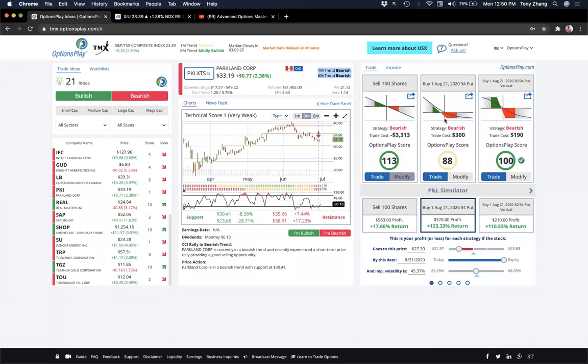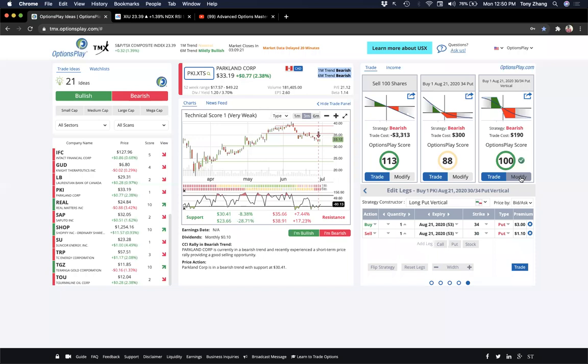And I would prefer looking at buying puts or put spreads, both of which actually are not that expensive, at least for a stock that moves. So that's my view here on PKI.